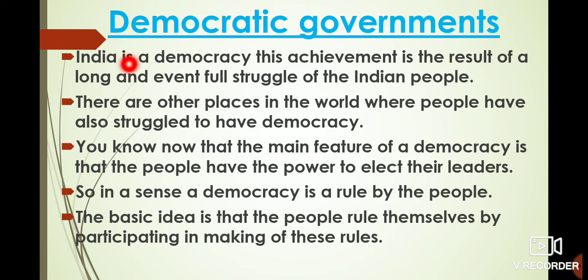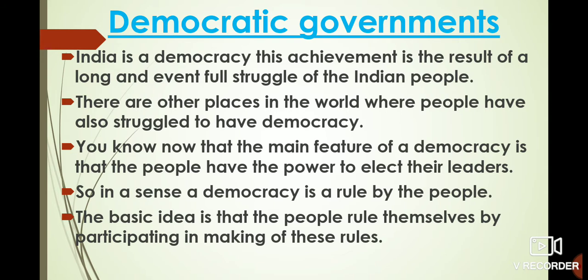Now, India is a democracy. I told you India is a democratic country. This achievement is the result of a long and eventful struggle of the Indian people. After a lot of struggle, we have achieved this. There are other places in the world where people have also struggled to have democracy. You know that the main feature of democracy is that people have the power to elect their leaders, complete power to elect their leaders.